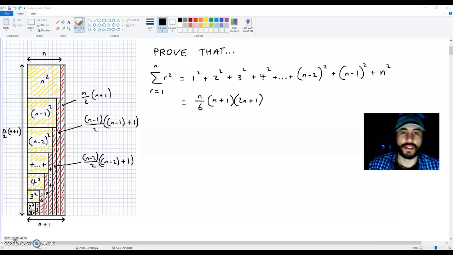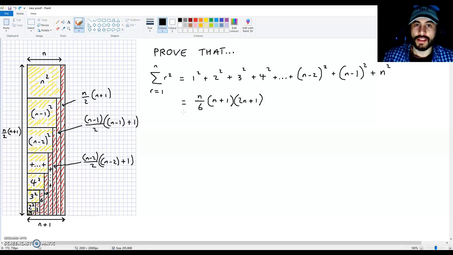Hello YouTube friends, in this video I'm going to be proving to you geometrically, that is with a diagram, the one we see to our left, that when you get the squares of natural numbers in order, you end up with n/6, multiplied by n+1 multiplied by 2n+1.